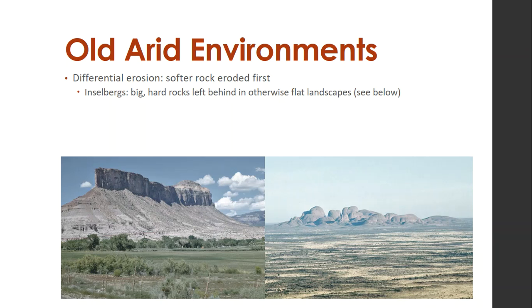So Inselbergs are big, hard rocks that are left behind in otherwise flat landscapes. So Inselberg and iceberg, actually iceberg gets its name from Inselbergs. So just think about them, they're like big icebergs that are sitting there in this relatively flat landscape.